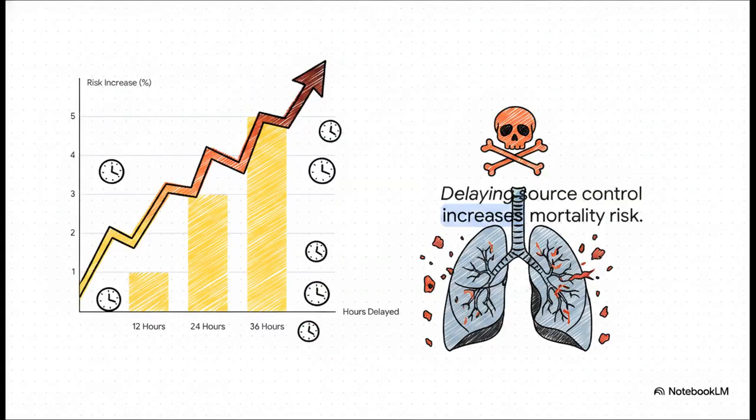Watch how fast this risk escalates. If you miss that golden 6-hour window, the absolute risk of death just relentlessly climbs. Delaying to 12 hours, that increases the absolute mortality risk by 1%. Delaying to 24 hours pushes it up by 3%. And by 36 hours, you're looking at a 5% increase in absolute mortality risk. Every single hour of delay in the operating room literally translates to lung tissue dying in the ICU.